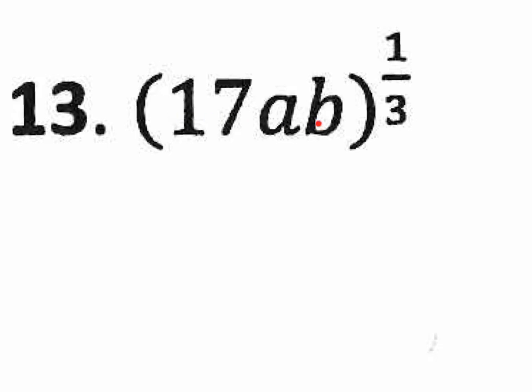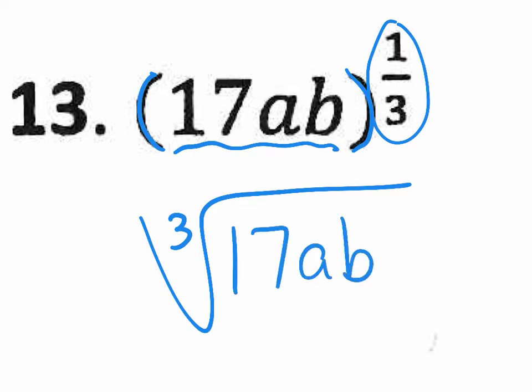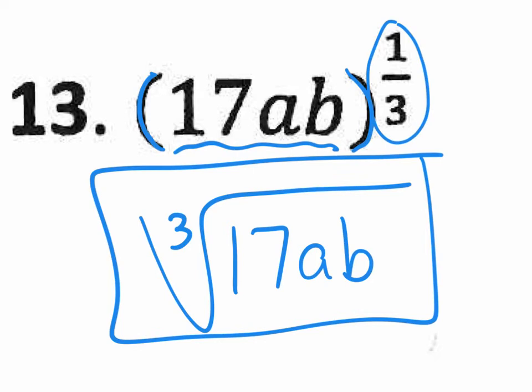This whole thing, 17a and b, all of it is in parentheses, right? All of it is in parentheses. So it's all to the power of 1/3. And we know that the power of 1/3 is really the 3rd root. And all of that, 17ab, all of that is inside of the 3rd root. And that's it. You don't have to do any math. You just write it all inside of the root if it's all in parentheses.